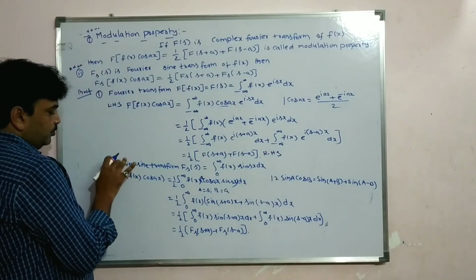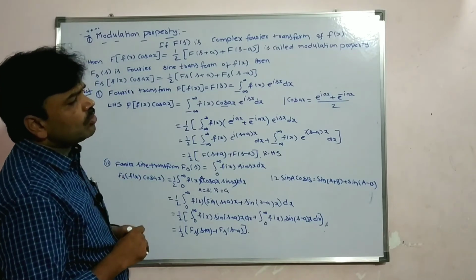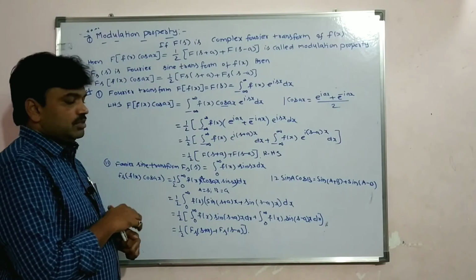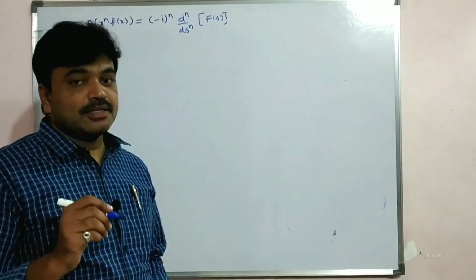This is the modulation property in the Fourier sine transform, students. Similarly, you can do the Fourier cosine transform in the same way. Right? Let us see the last property, students.